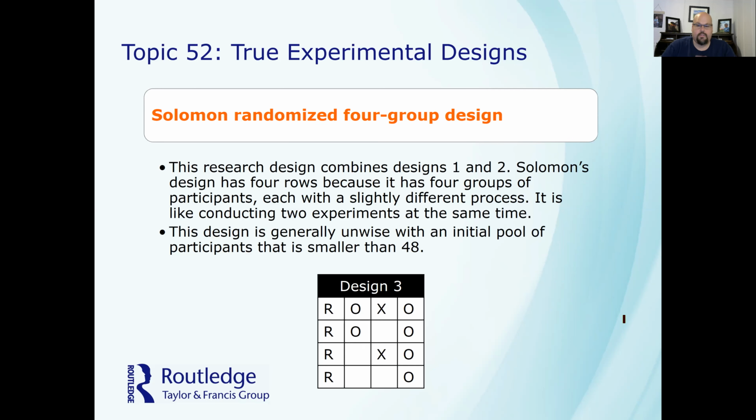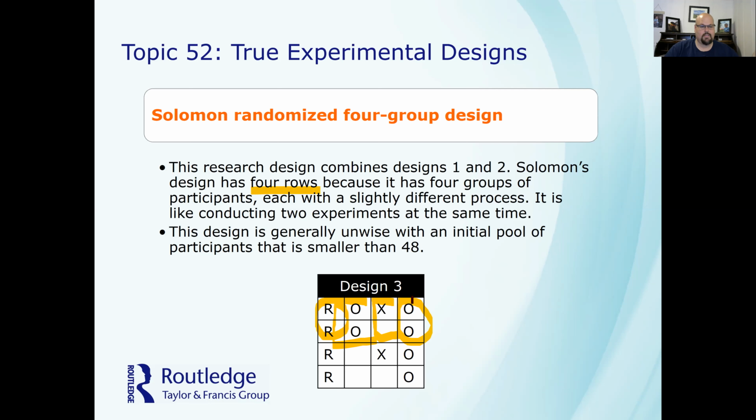There's a whole bunch of other designs, and sometimes you get in the weeds with these things. You can take yourself down the rabbit hole and do a million of them, but I'll talk about a couple of them. One is the Solomon randomized four-group design. This research design combines kind of 1 and 2. It has 4 rows because it has 4 groups of participants, each with a slightly different process. It's kind of like conducting 2 experiments. So you have a random group here. You do the pretest on these individuals, then you do the experiment, and then you observe again.